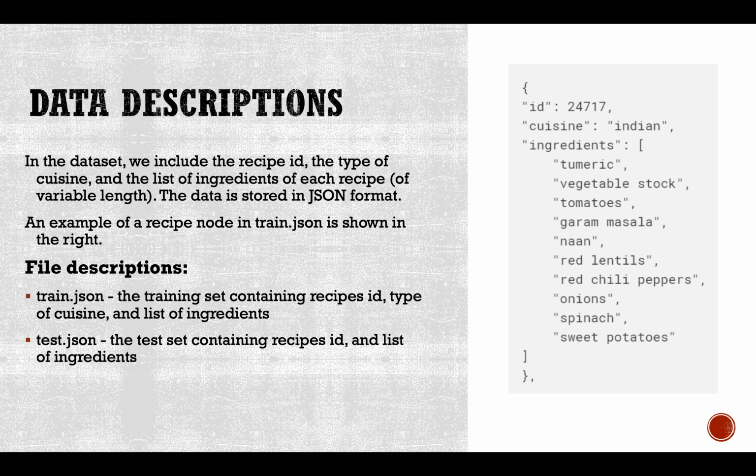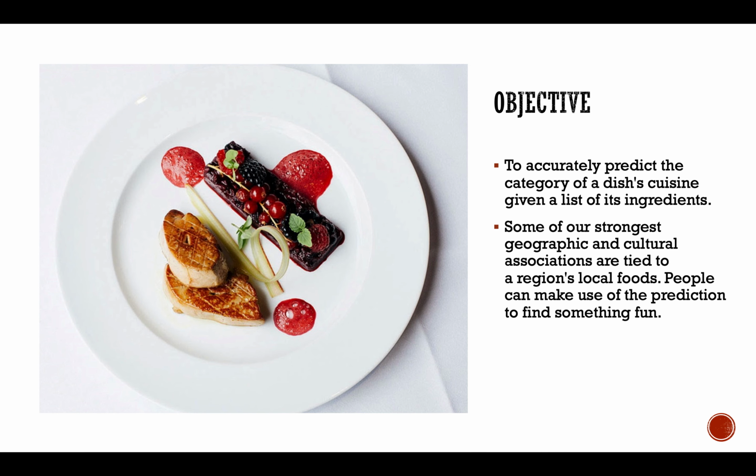We have two files. Train.json is a training set containing recipe ID, type of cuisine, and list of ingredients. Test.json is a test set containing recipe ID and list of ingredients. Our objective is to accurately predict the category of a dish's cuisine given a list of its ingredients.